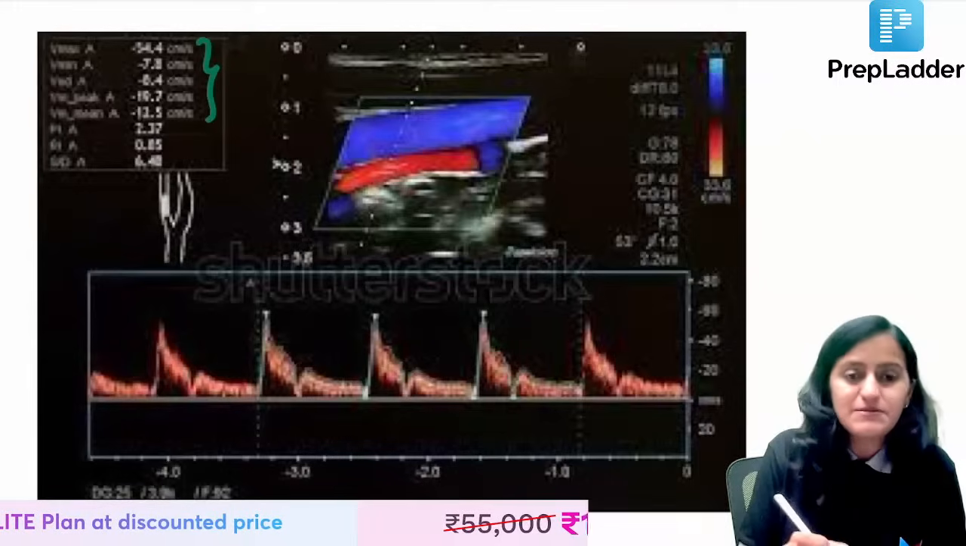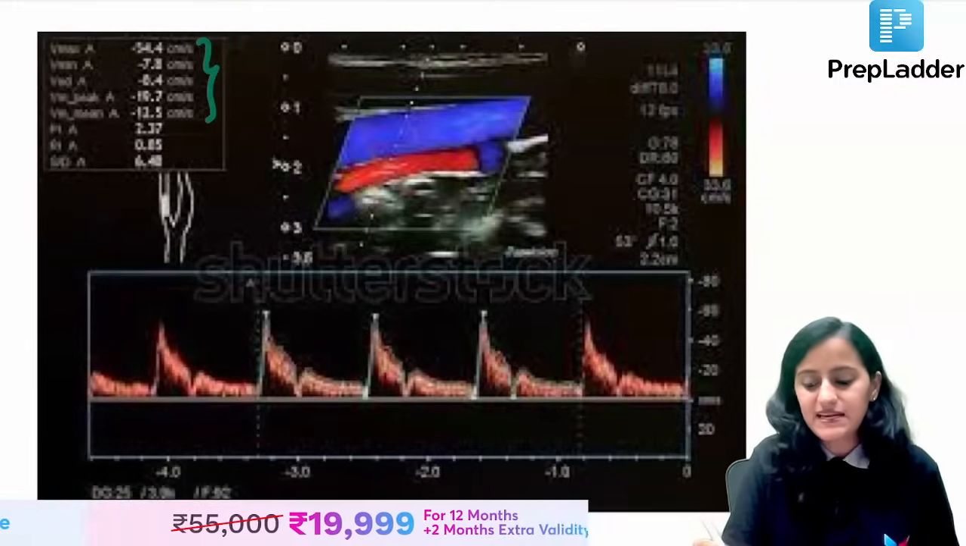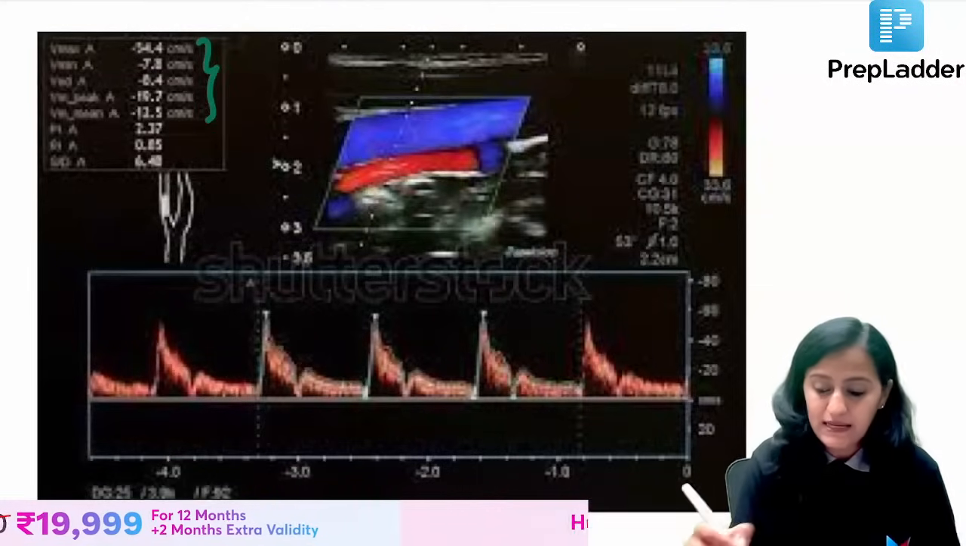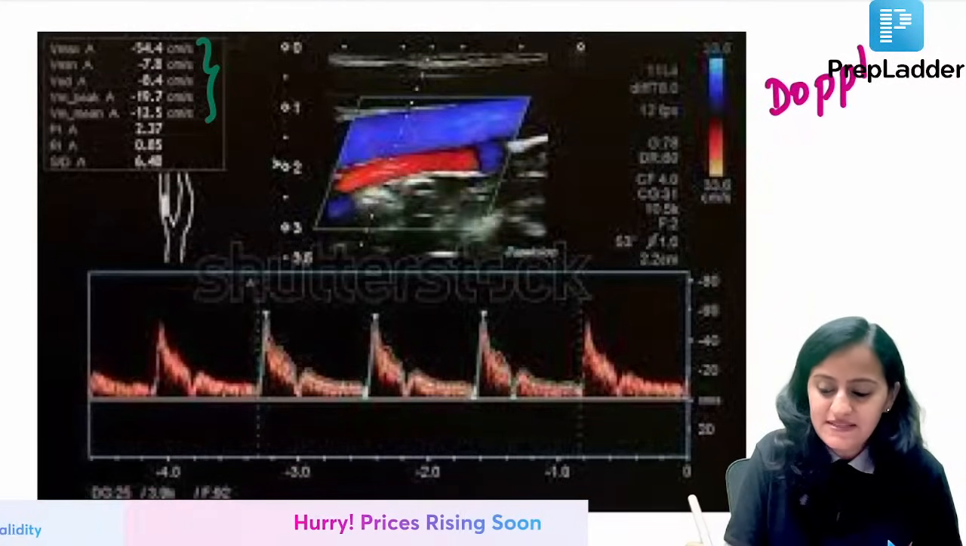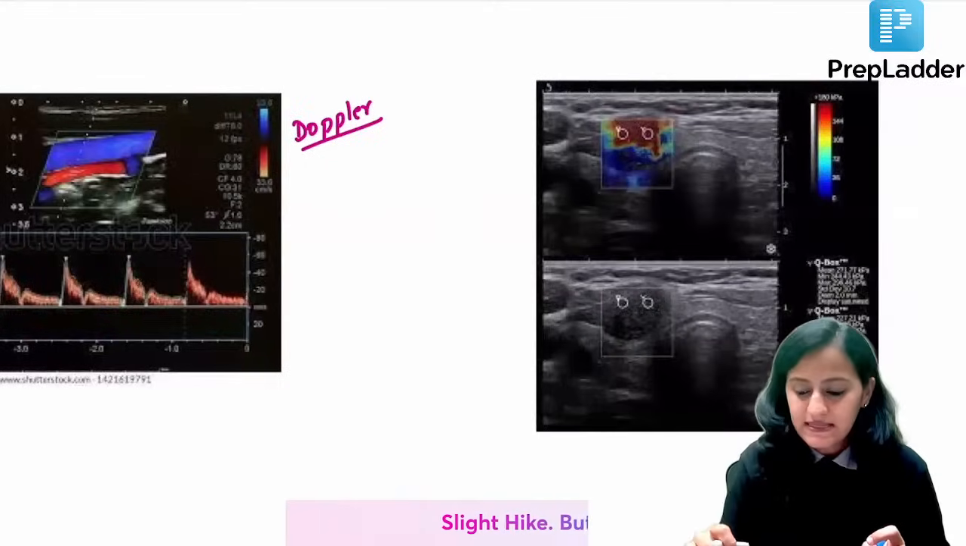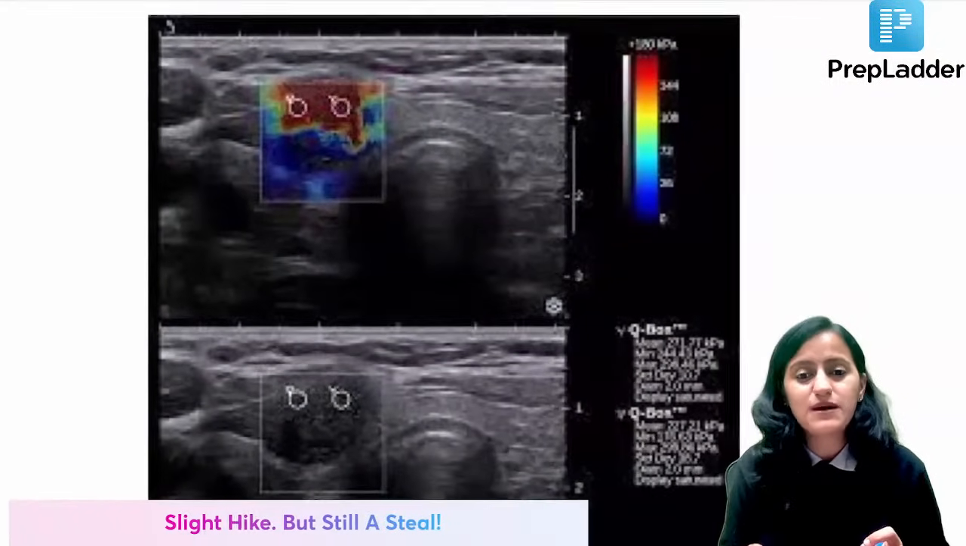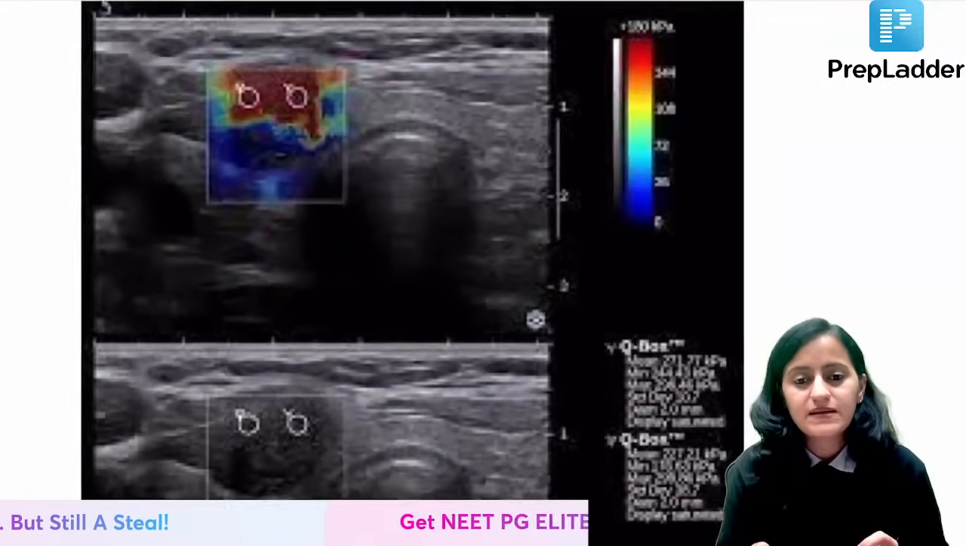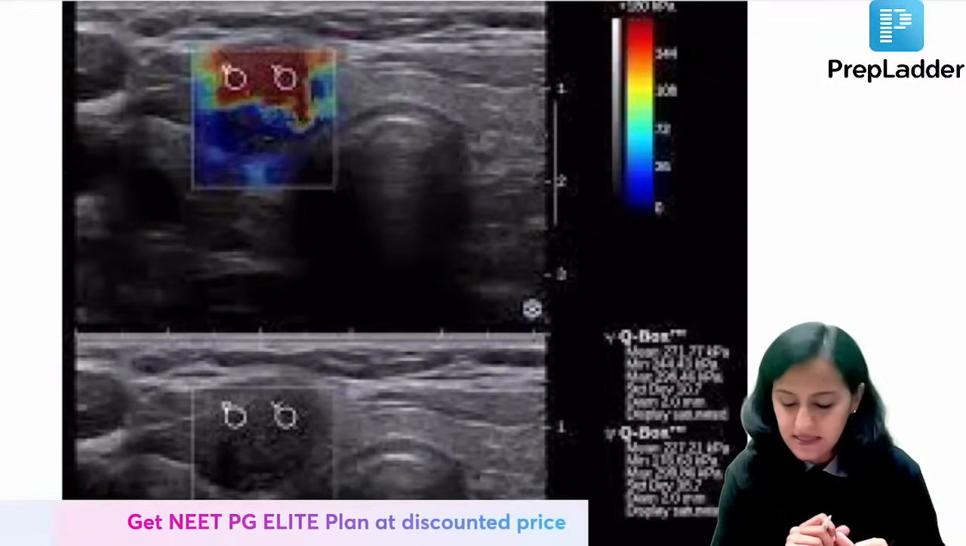You can see centimeters per second, velocity written, this is a blood flow Doppler. Okay, this investigation here is Doppler that you are seeing here. Is this a Doppler image, this one? Is this a Doppler image that you are seeing here?